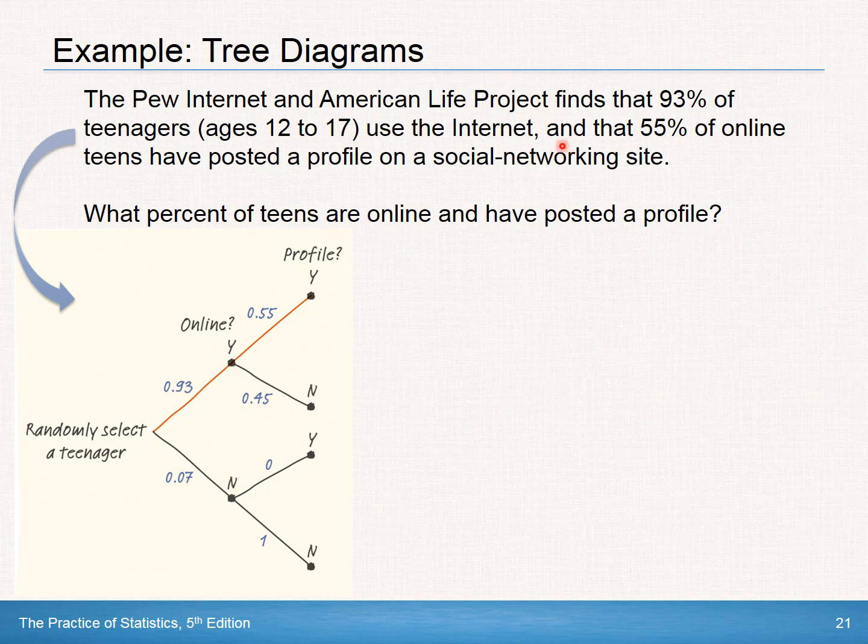Now what does it tell us next? 55% of online teens have posted a profile on a social networking site. So now go to your tree diagram. Knowing this says 55% of online teens, so knowing that they're online, 55% posted a profile. So profile yes is 55%. Well, how can I figure out the percentage of students that are online that didn't post a profile? Well, remember your branches add up to 1. So you're going to do 1 minus 0.55 to get the 0.45.